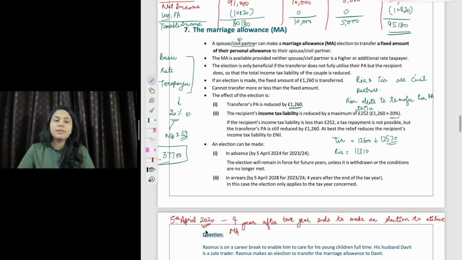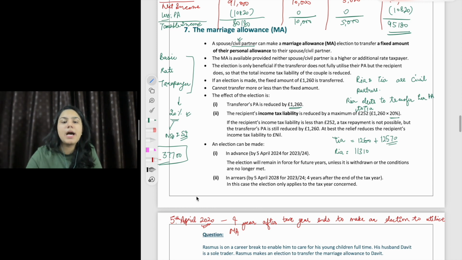It means that if I later on review my tax returns and get to know that I could have taken advantage, I have 4 years after the end of my tax year to take advantage of that. Now 4 years here would be 5th April 2021, 5th April 2022, 5th April 2023, and 5th April 2024. It means I need to make an election before or by 5th April 2024 to take advantage of marriage allowance in this particular tax year.